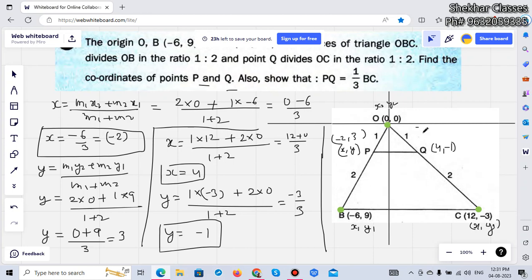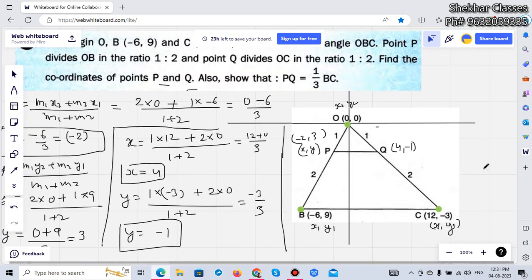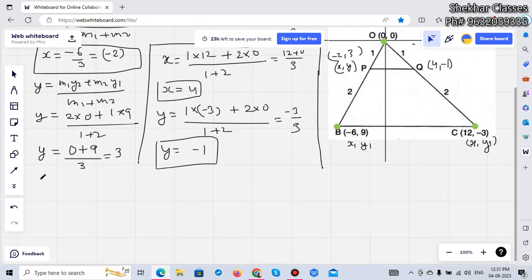You must be knowing the formula for distance. You can find the length PQ, find the length BC, and compare the two, and you will get the answer. So let's find it out here. PQ here, PQ will be what? The length PQ. So length PQ here is what?